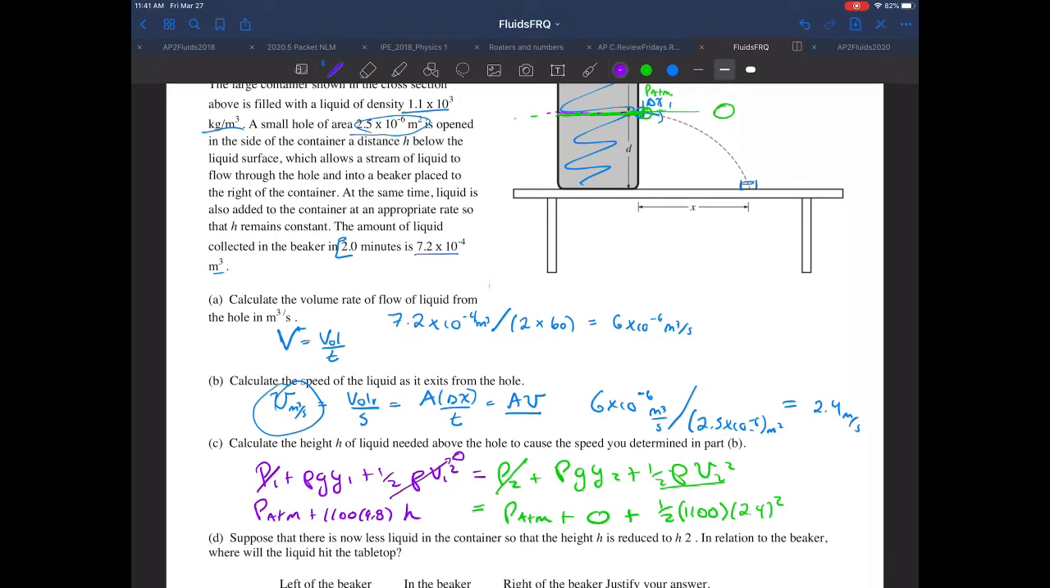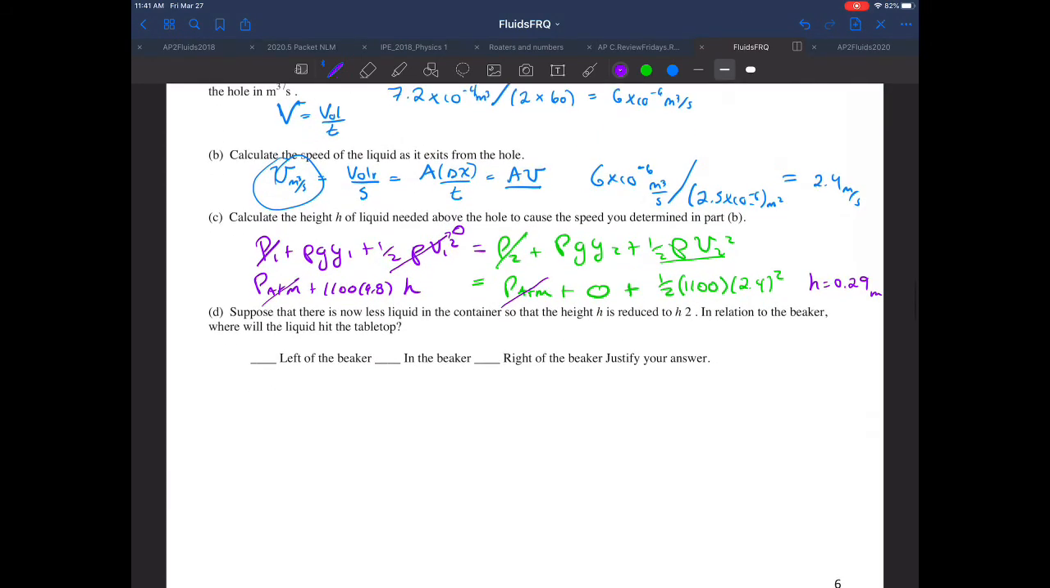And over here, we can fill this in as rho g h. Okay, once we simplify, we'll cancel our P atmospheres. And then we have just rho g h equals 1/2 rho v squared. Solving for h yields us 0.29 meters.